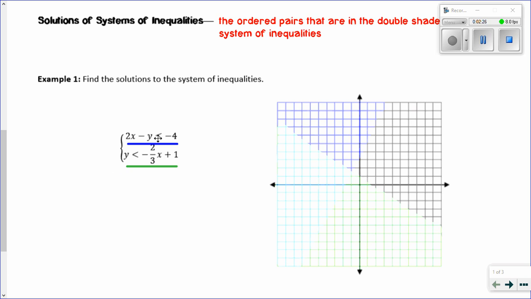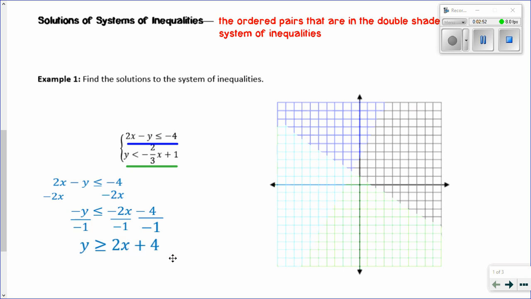Alright, so this first one I need to change. So I'm going to first write it over to the side, and then I'm going to subtract 2x from both sides. So now I have negative y is less than or equal to negative 2x minus 4. Then I'm going to divide everything by negative 1. Now because I'm dividing by a negative, I will need to flip my sign. So it becomes y is greater than or equal to 2x plus 4.